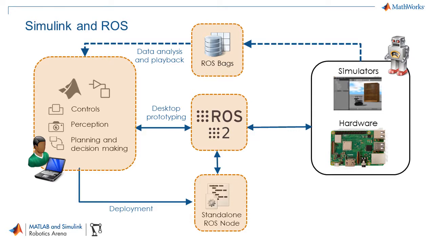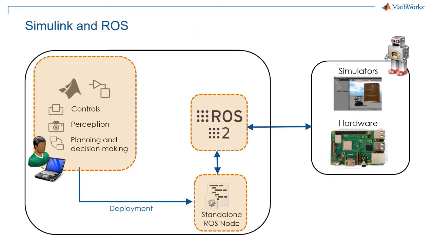Now let's briefly talk about using ROS with Simulink. There are three ways of communication between ROS and Simulink. One is desktop prototyping. The second is using ROS bags. And the third is deploying standalone ROS nodes on the hardware. In this video, we would be focusing on the third workflow, which is creating standalone ROS nodes and deploying it to the hardware, which in our case is the Raspberry Pi.